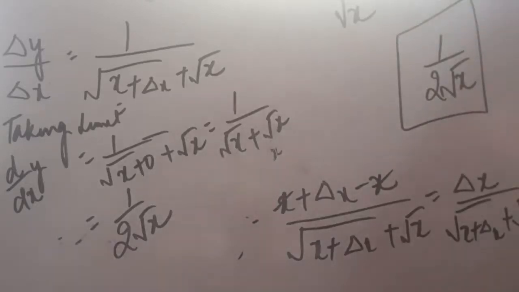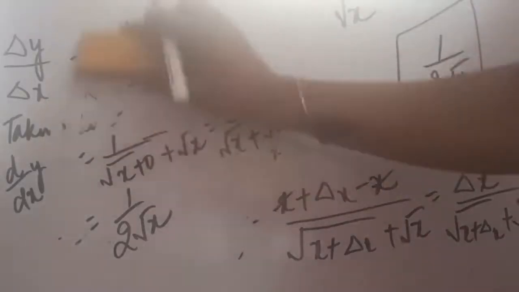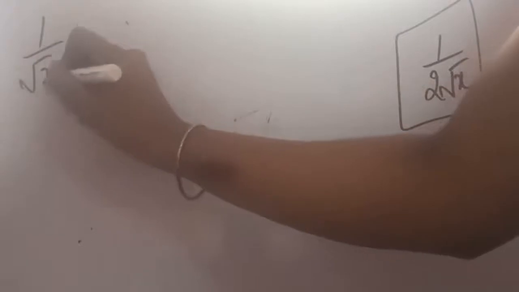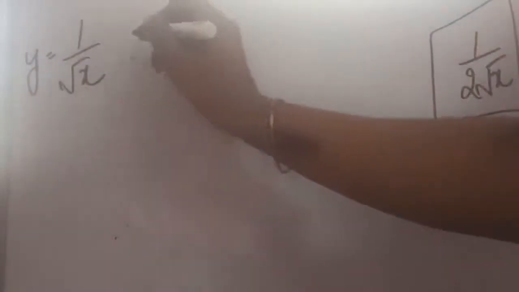Now coming to the second part of the question. If you remember, in the second part it was written 1 upon under root x. We have solved only the first part, that is under root x. Now let us solve 1 upon under root x also. So 1 upon under root x, this is our question now. Now we will go ahead with this. So just putting it equal to y, it will be our first equation.